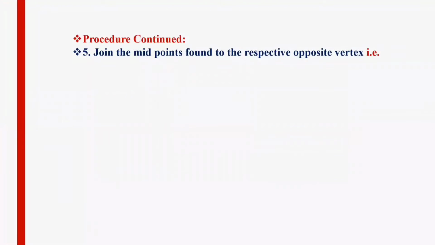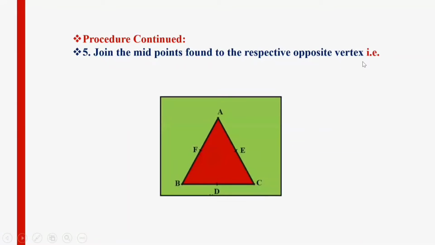After finding the midpoints, what is the next step? I'll join the midpoints to the respective opposite vertices. First of all, D will be joined to A. So let us do that. Next, can you tell me what we are going to do? Yes, we'll be joining E to B. Then we'll be joining F to C. Can you see that they all are meeting at one point? This point will be called the centroid of the triangle. So this becomes figure 2.